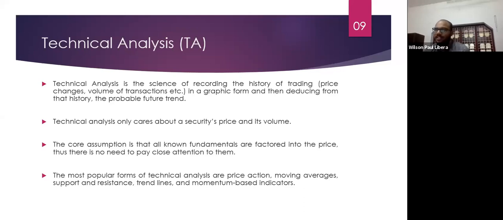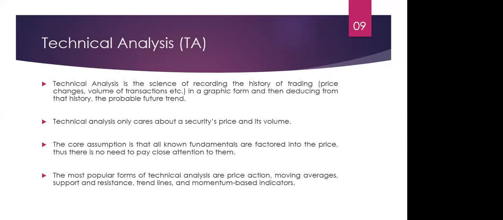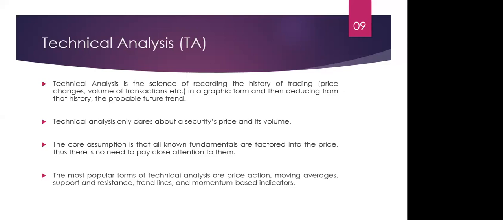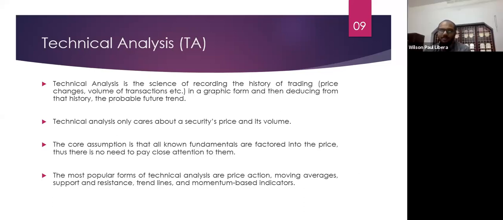Okay, so these are some of the most popular forms of technical analysis. These are price action, which I'll tell you about, then moving averages, support and resistances, trend lines, and then momentum-based indicators. Price action is how the price is moving. For moving averages, we are taking an average of the history of prices and then plotting it against the current price.